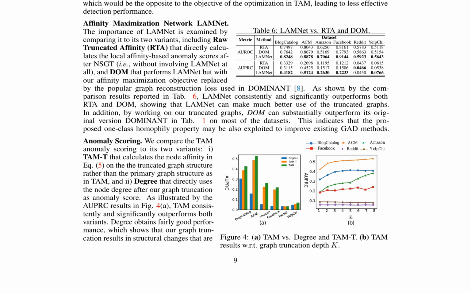The anomaly scoring method of TAM is evaluated and compared to its variants, TANT and degree, in Figure 4. TAM consistently and significantly outperforms both variants, demonstrating its effectiveness in capturing anomalies in the graph structure. The results suggest that the proposed one-class homophily property can be exploited to improve existing graph anomaly detection methods.